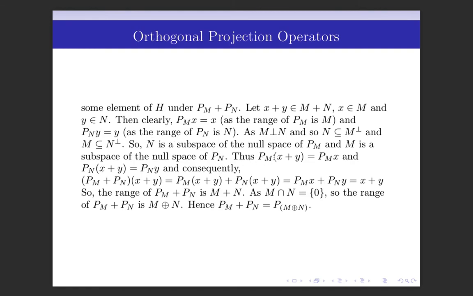So, the image of x plus y under Pm is equal to Pmx plus Pmy. But since y belongs to N and N is contained in the null space of Pm, y belongs to the null space of Pm. So Pmy is equal to 0, and here we have Pmx only. And the image of x plus y under Pn is equal to Pnx plus Pny, but since x belongs to the null space of Pn, Pnx is equal to 0, and here we have Pny. And consequently, Pm plus Pn of x plus y is equal to Pmx plus Pny. And Pmx is equal to x, Pny is equal to y, so we have x plus y.